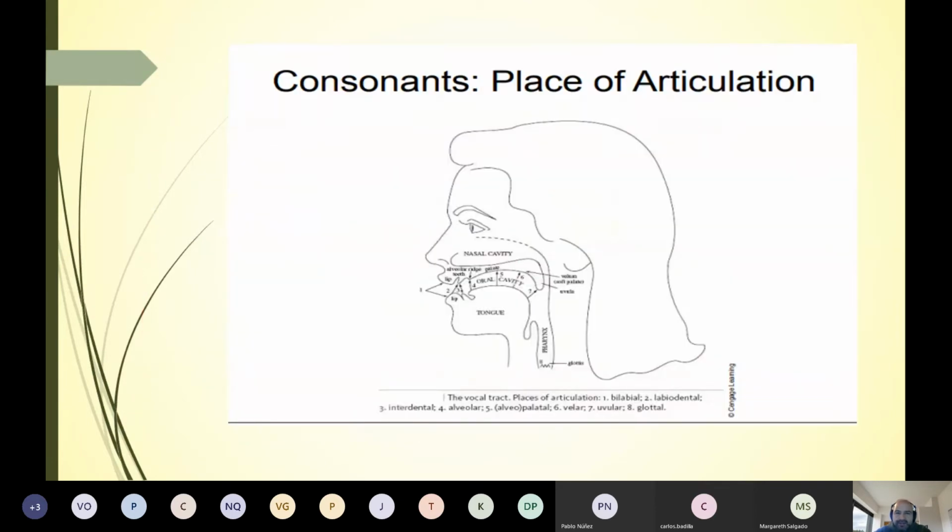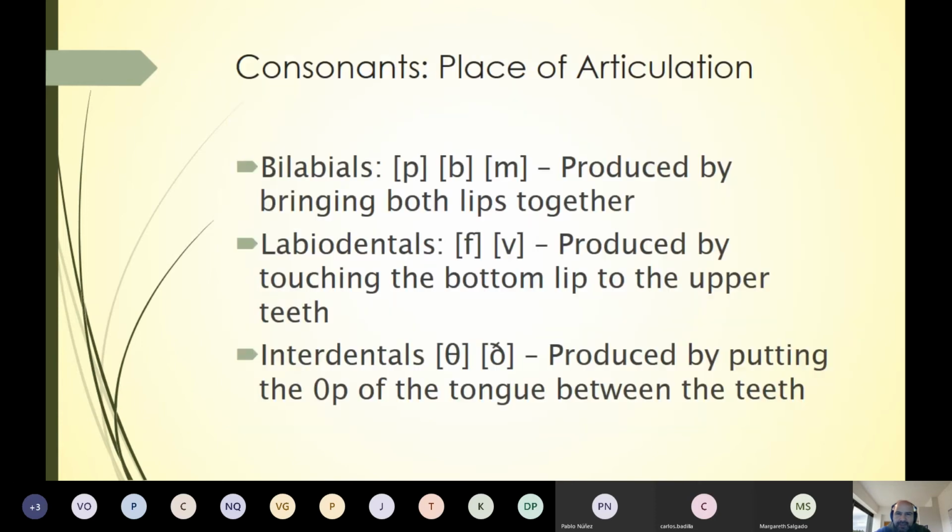Okay, here we have a diagram that is not very clear, but it contains some of the concepts mentioned before in terms of place of articulation: bilabial, labiodental, interdental, etc. We talked about place of articulation. We have 3 categories here, and I would like to ask Pancho Zamorano if you could read, Pancho, this slide here in front of you.